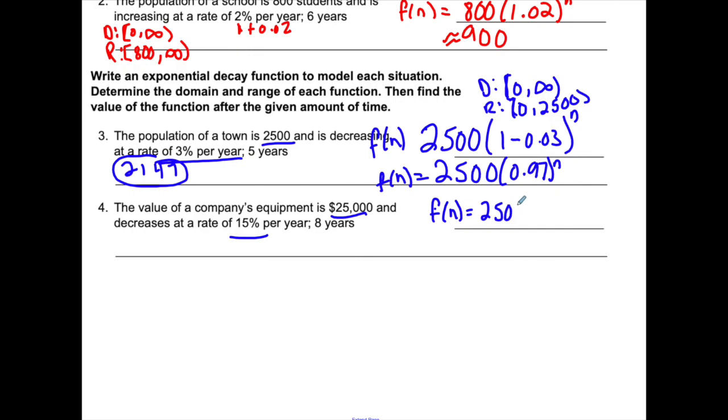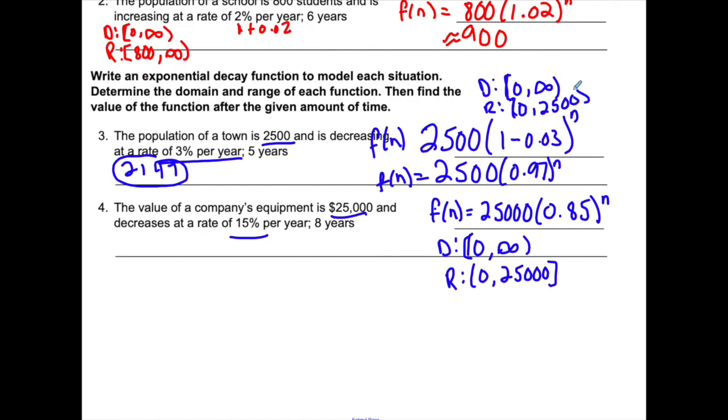So we start with 25,000, and if we lose 15% per year, we have 85% remaining. So here's our function. The domain is 0 to infinity, and the range is 0. And technically, we could have the value be worthless. We can debate what kind of bracket there, but undebatable, the most we could have would be 25,000.